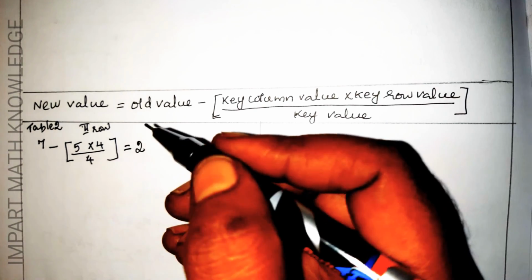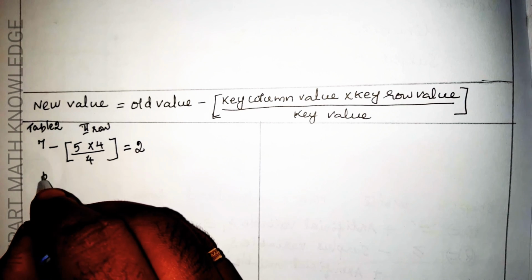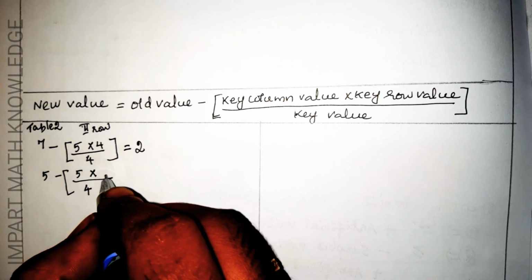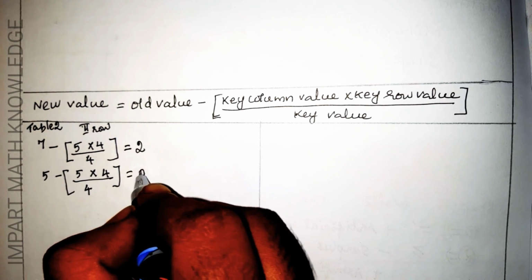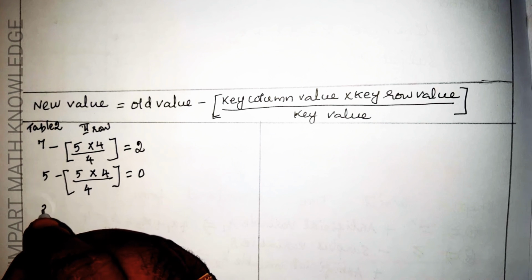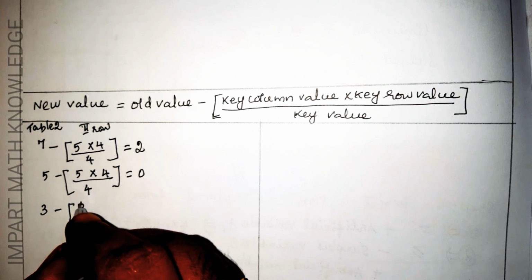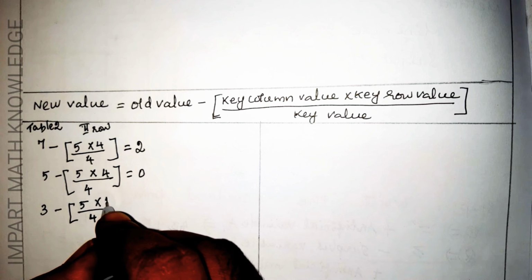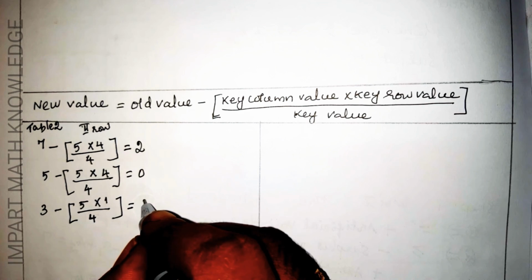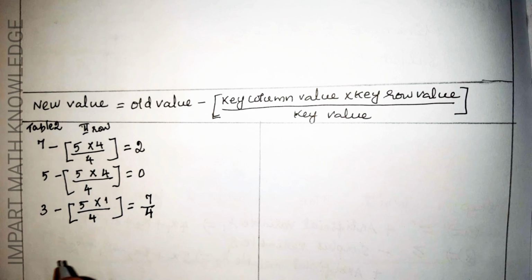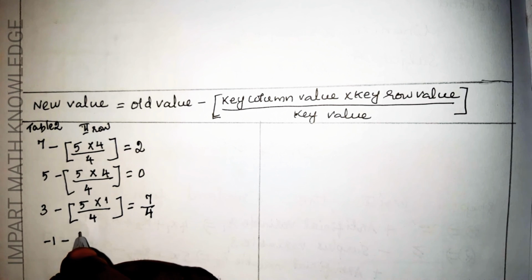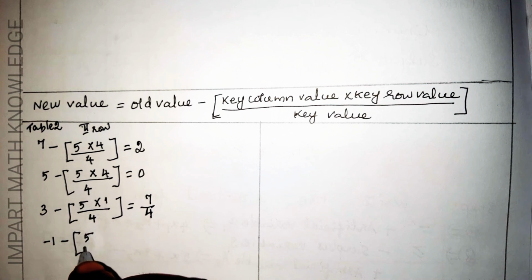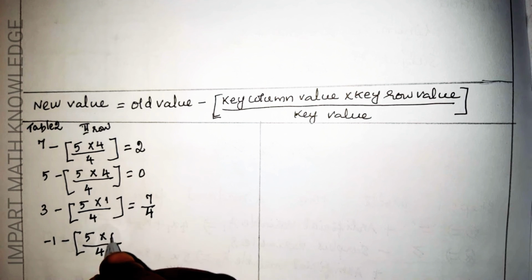This is equal to 2. The next one is old value 5 minus key column value and key value 4, which is equal to 0. The next value is old value minus key column value divided by key value into key row value. So the value is 7 divided by 4. The next one is -1 minus key column value, key value into key row value.